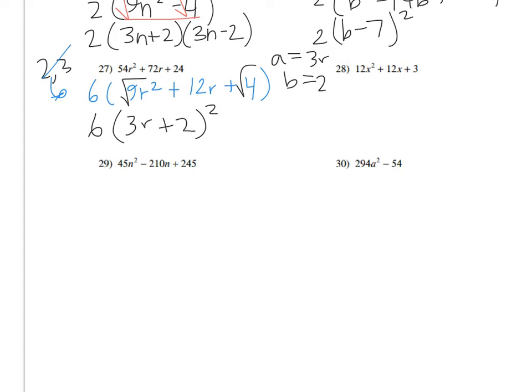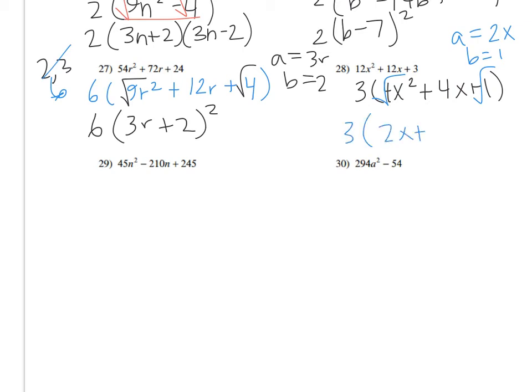Okay, for 28, I can factor out a greatest common factor of 3. So 12 divided by 3 is 4, plus 4x plus 1. I can take the square root of the first term and the last term. In this case, a is equal to 2x and b is equal to 1. And when I multiply 2ab, I get 4x, so it works. So it's a perfect square trinomial, so it's 2x plus 1, squared. And you can always check it again by foiling this part and then multiplying everything through by 3.